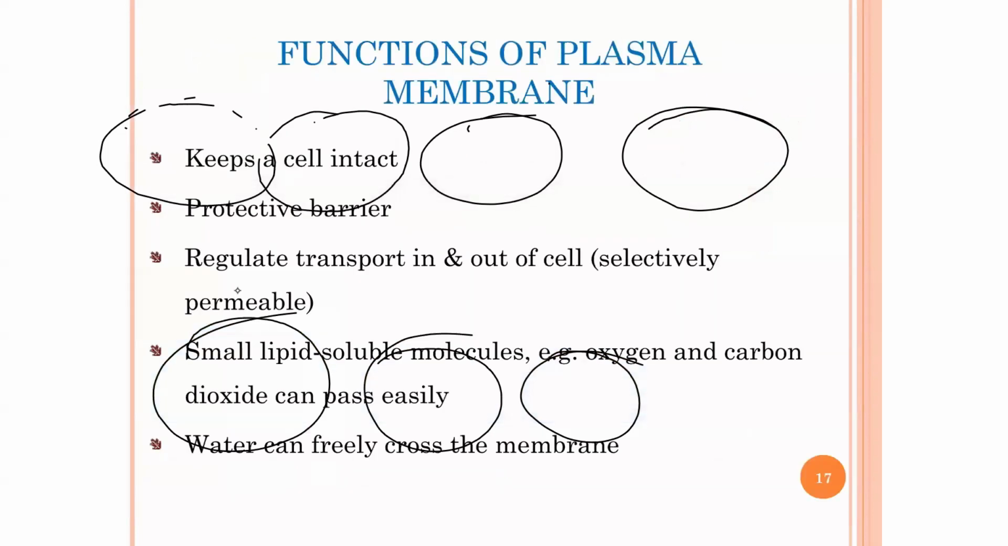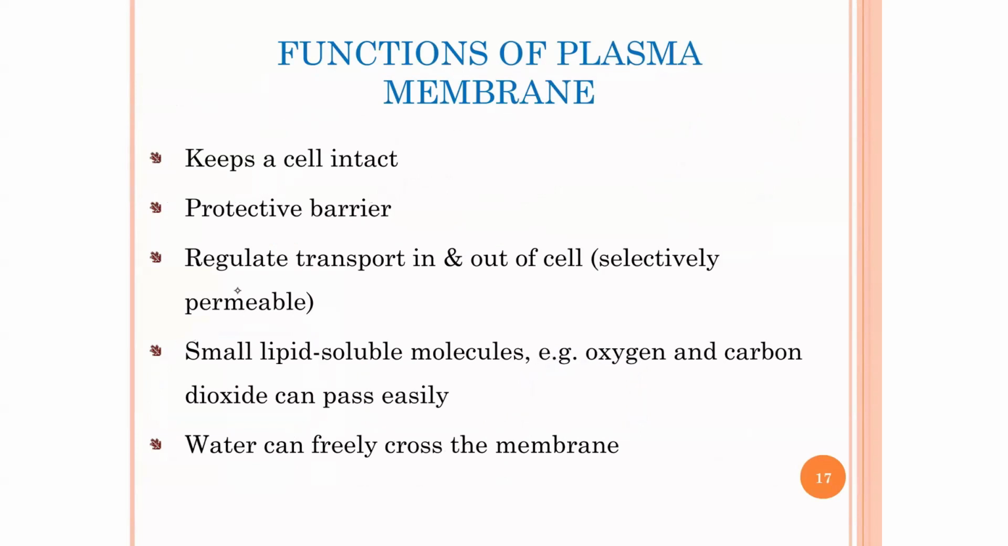So now we are going to look at the functions of the cell membrane. What are the functions of the cell membrane? Number one, it keeps the cell intact. It also is a protective barrier. It also controls transport in and out of the cell. That's selective permeability. It allows certain substances to get into the cell, and it does not allow some other substances to get in.